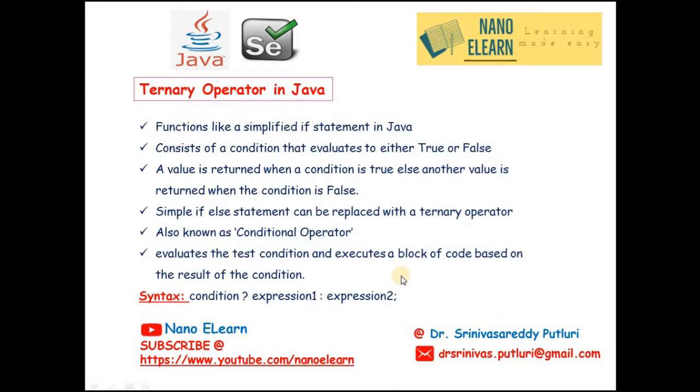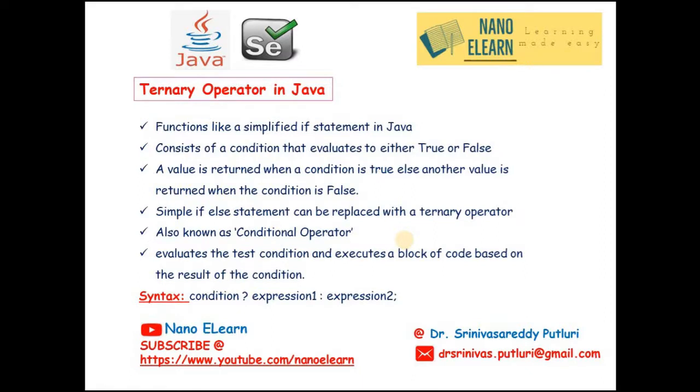The ternary operator in Java functions like a simplified if statement in Java programming. It consists of a condition that evaluates to either true or false. A value is returned when the condition is true, else another value is returned when the condition is false. It is like a simple if-else statement and it can be replaced with a ternary operator, also known as the conditional operator. It evaluates the test condition and executes a block of code based on the result of the condition.